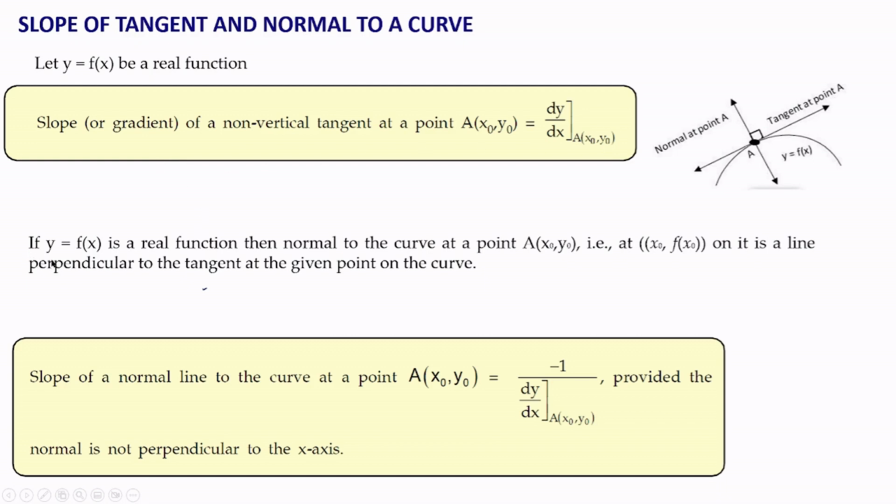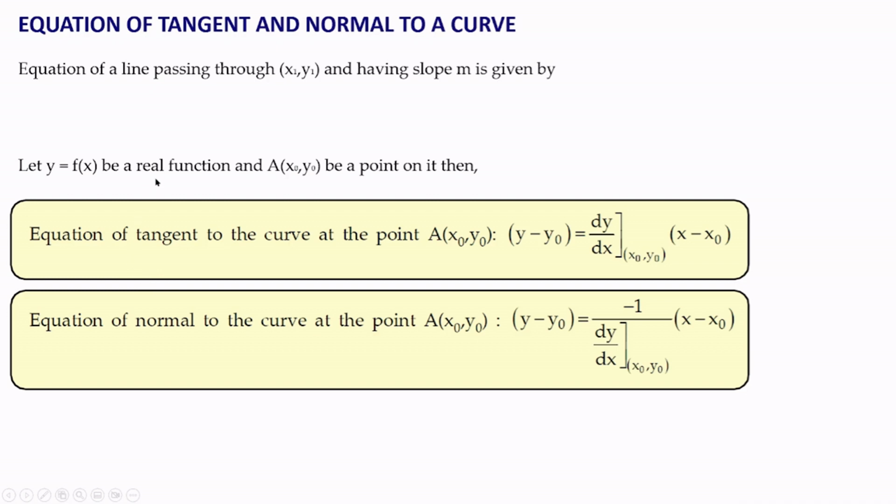And next, if y equal to f of x is a real function, then the normal to the curve at the point A (x0, y0), that is (x0, f of x0), is a line which is perpendicular to the tangent at the given point of the curve. So this is the normal at point A. The slope of this normal is given by minus 1 by the slope of this tangent. So it is given by minus 1 by dy by dx at this point A (x0, y0).